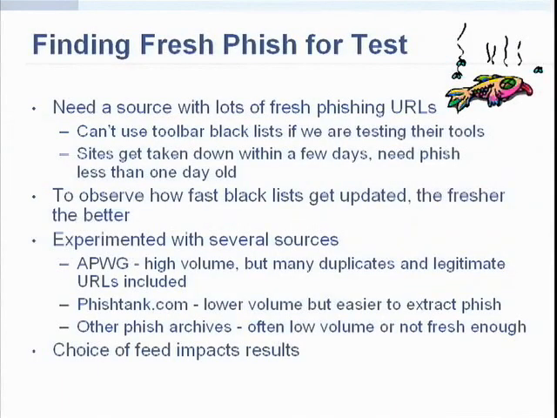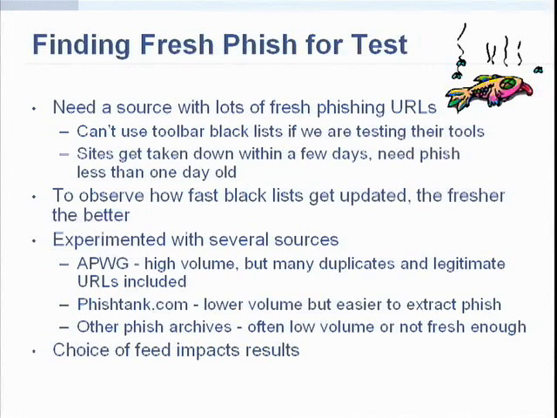Okay, so something that's very interesting too is how do we get these URLs to find the phishing attacks. So we need a source that has lots of fresh phishing URLs. We can't use the toolbar blacklists themselves, because if we do that, then we can't evaluate the same toolbar, otherwise we'll get 100%. Sites also get taken down within a few days. The average time a phishing website is up is about 4.5 days, it turns out. We also want to observe how fast blacklists get updated. Obviously, the faster it gets updated, the better it is.